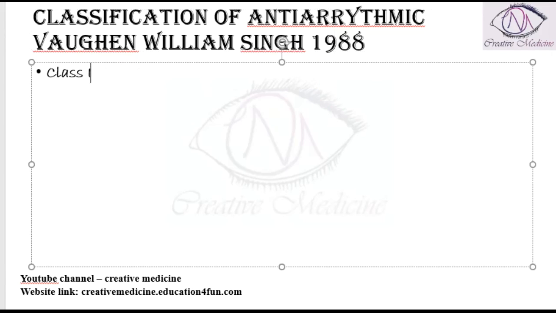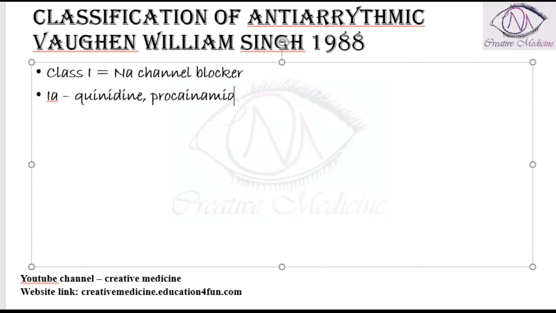Class 1 is a sodium channel blocker. Class 1A includes quinidine, procainamide, and disopyramide. So these are class 1A blockers.